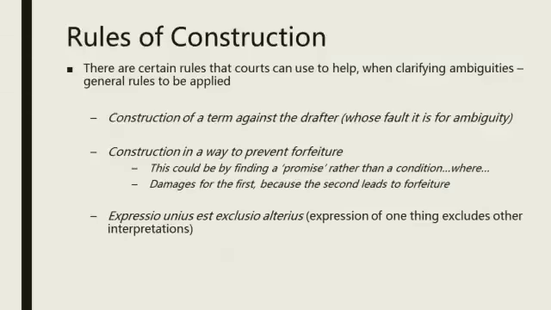So now we had a term that may have been ambiguous with 3 possible interpretations. But later in the agreement, we have reference only to the first one. Well, the expression of one is exclusion of the other 2. Okay, that's another rule of construction that courts can use to determine how to interpret what would otherwise have been an ambiguous term.